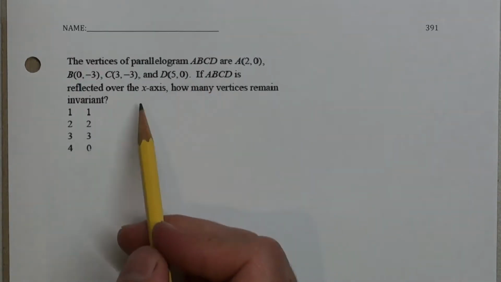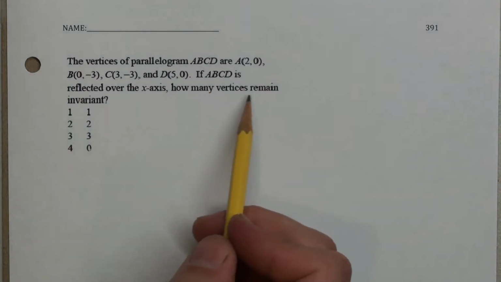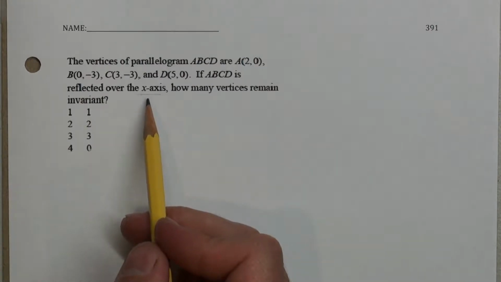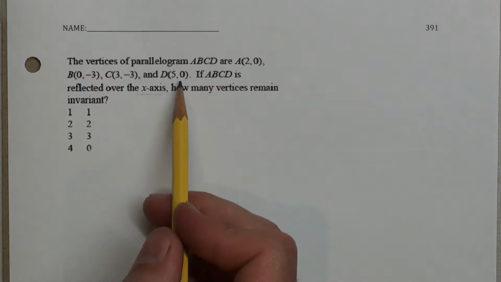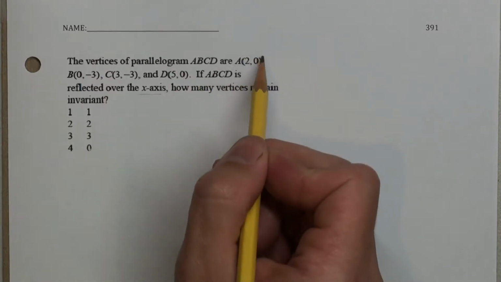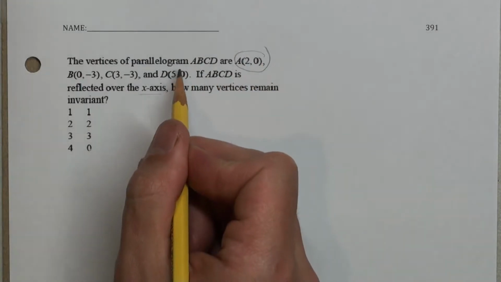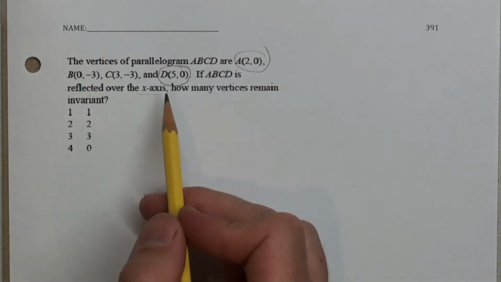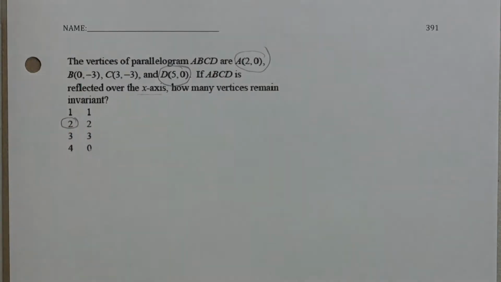If this thing is reflected over the x-axis, the only one that would remain unchanged is one that lies on the x-axis. So any y coordinate of 0, this one and this one would be on the x-axis. So A and D wouldn't change. So 2 points.